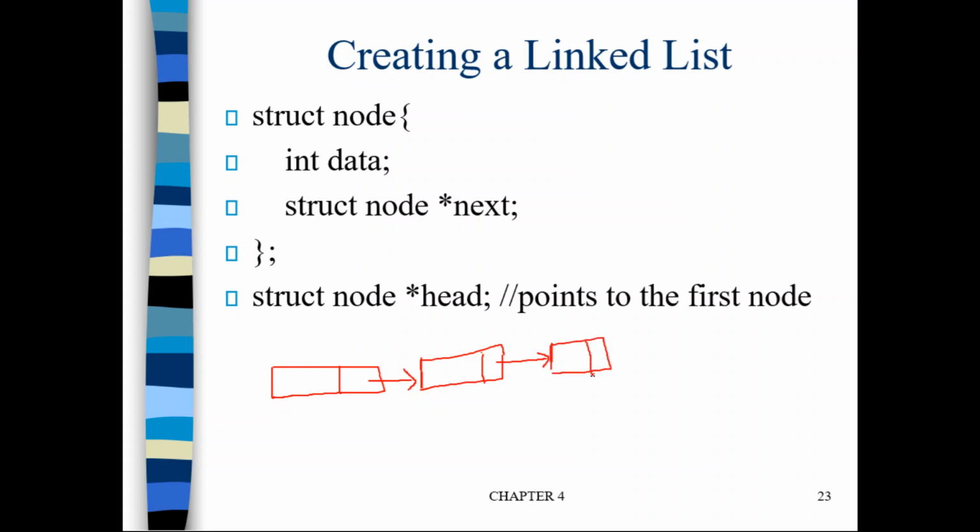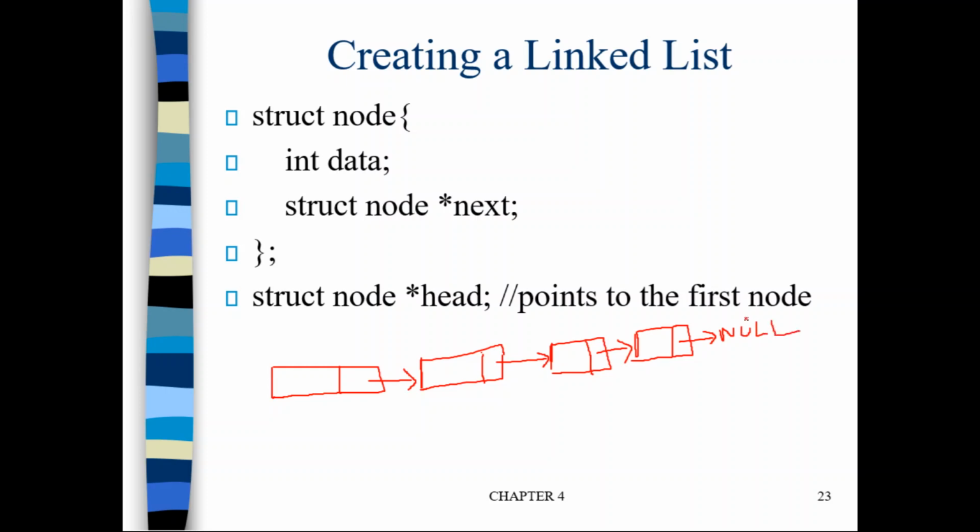The data part can have either one data item or more than one. For example, the data part may include the name of a person, age, height, weight, like that. It is not that it should have only one data item. The pointer part will always point to the next node. The pointer of the last node will point to null. So if this is the last node, then its pointer will be null, and every other node will point to the next node.